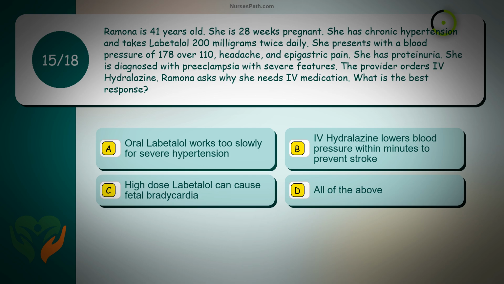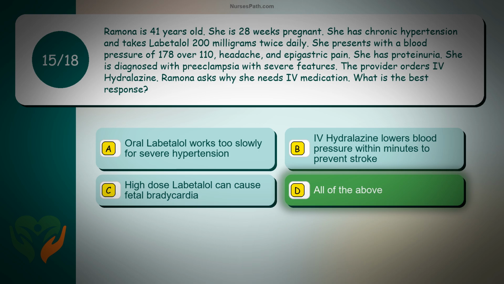Option A, oral labetalol works too slowly for severe hypertension. Option B, IV hydralazine lowers blood pressure within minutes to prevent stroke. Option C, high-dose labetalol can cause fetal bradycardia. Option D, all of the above. The correct answer is option D, all of the above.